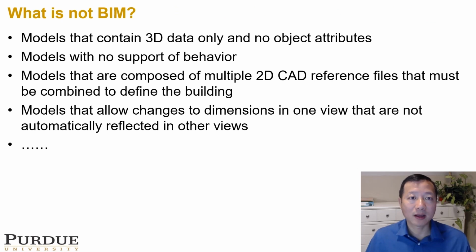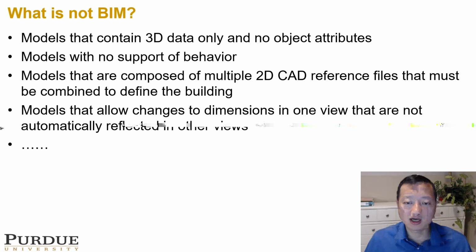So we talk about BIM, right? So what is not BIM? Well, models that contain 3D data only and no object attributes. Models with no support of behavior. Models that are composed of multiple 2D CAD reference files that must be combined to define the building. Models that allow changes to dimensions in one view that are not automatically reflected in other views, and so on and so forth. So the key point of what we are saying here is that if your models are not object-oriented, are not parametric modeling enabled, are not a central database, then it's not BIM.